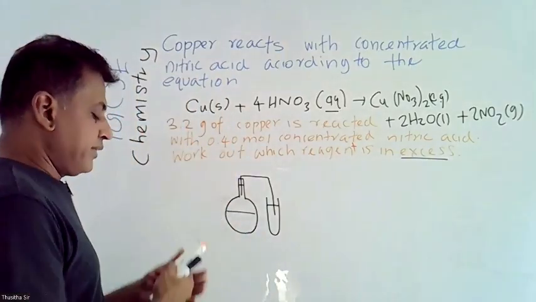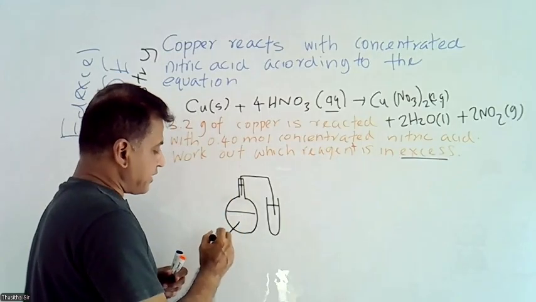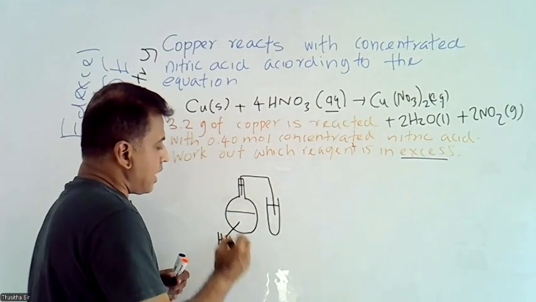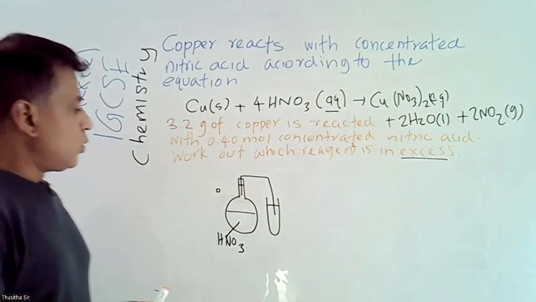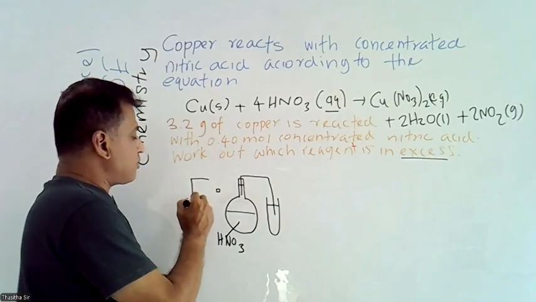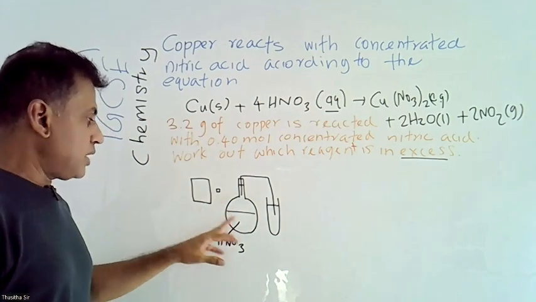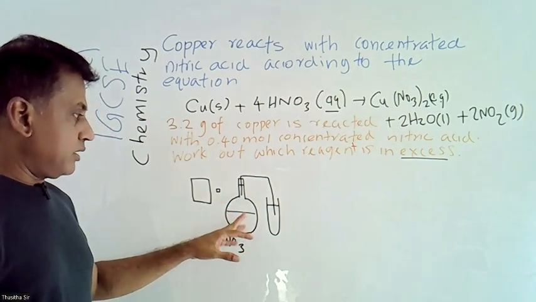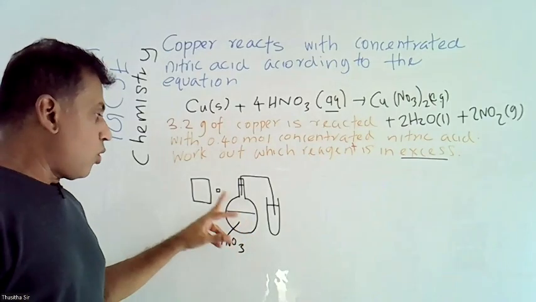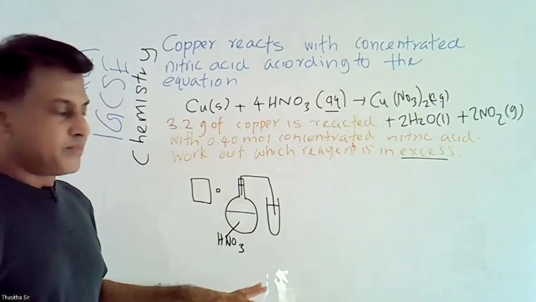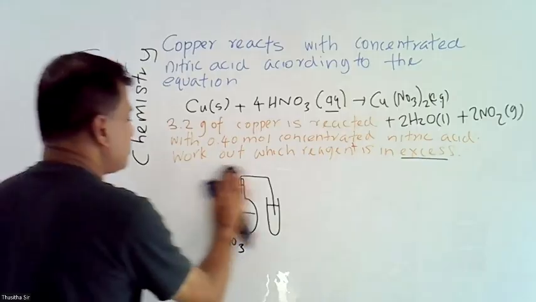So if we have this nitric acid, and we have just a very small piece of copper, or we can add a large piece of copper, example like this. When we add different amounts of copper, we are going to see whether nitric acid is enough or not enough, or copper is too much or too little. So that's the idea of this question. Now let's try to solve the problem.